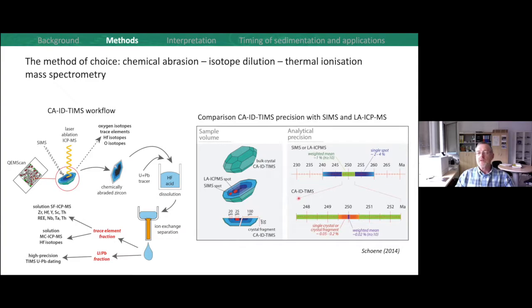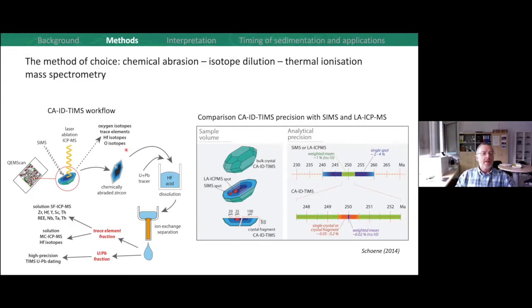When we do CA-ID-TIMS, we have on a single crystal an uncertainty of maybe 2 per mil to 0.5 per mil. And when we manage to have a series of grains at the same date, we can hope to have a weighted mean age of something like 0.2 per mil. So we are getting significantly more precise. So what is this now, this CA-ID-TIMS?